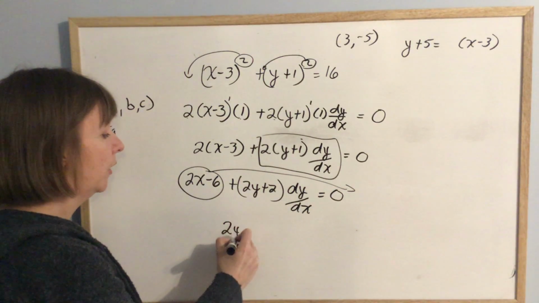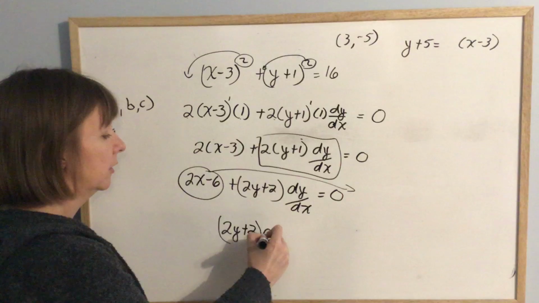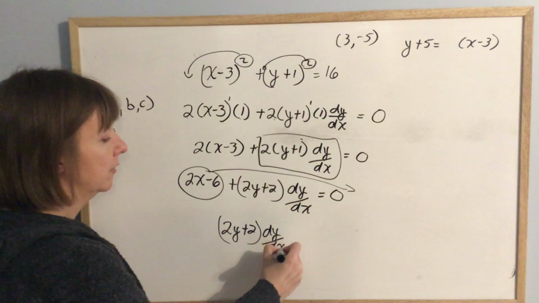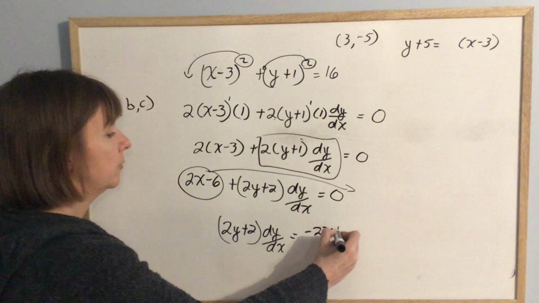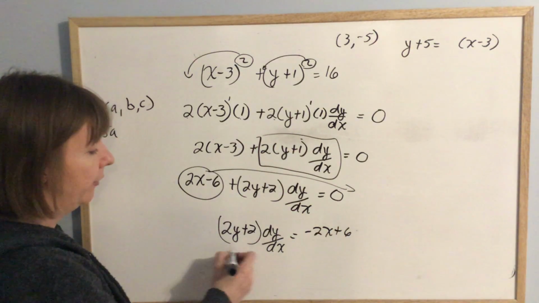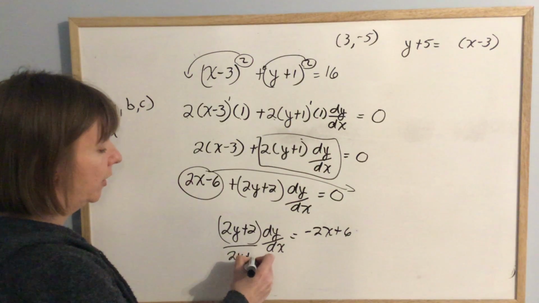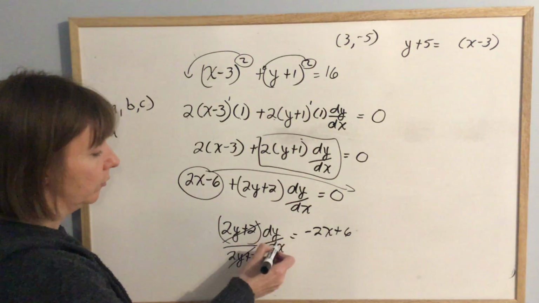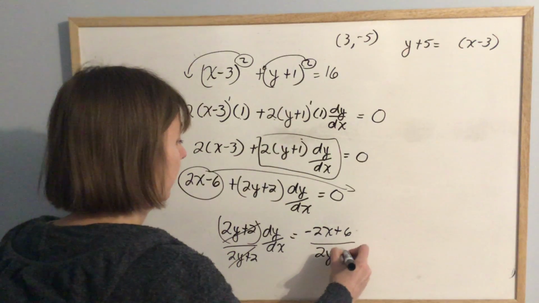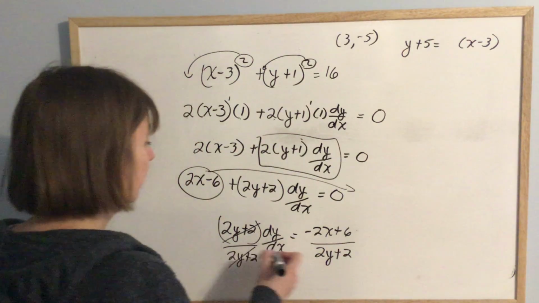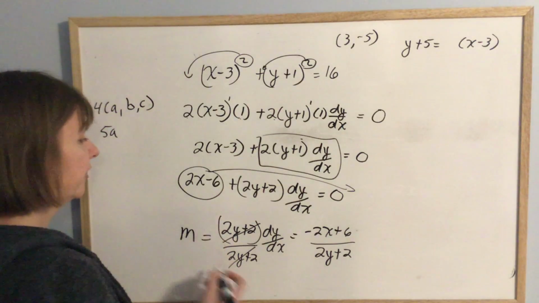So this, I can move over here. So I have 2y plus 2 times dy over dx equals, now again, don't forget to change sign when you move it over, negative 2x plus 6. Now I can divide this side by 2y plus 2 so that that cancels. So all I have left is dy over dx, and this would be over 2y plus 2. So that is my formula for slope.